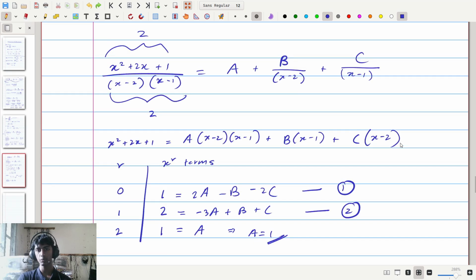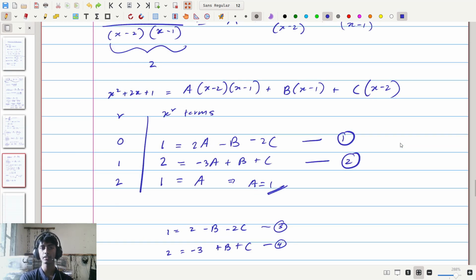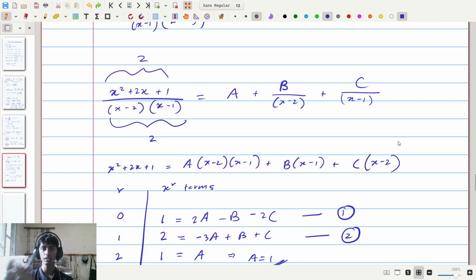Often the method that we use is comparing x to the r term coefficients in this exact format. We just take the thing on the right hand side, we multiply it by the denominator, we take this thing, we multiply it by the denominator, and then we compare x to the r terms on the left hand side and right hand side, get a bunch of simultaneous equations which we then solve to find the constants that we defined here, a, b and c.